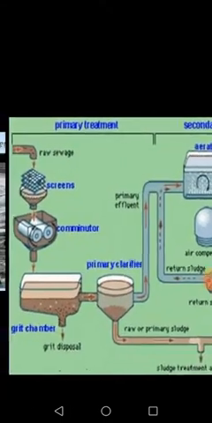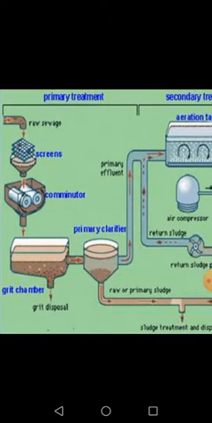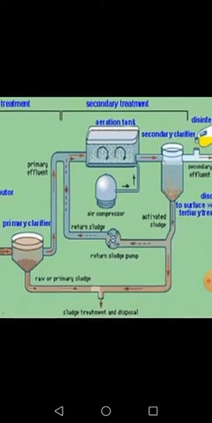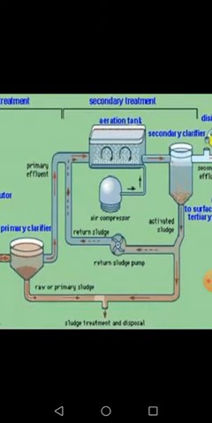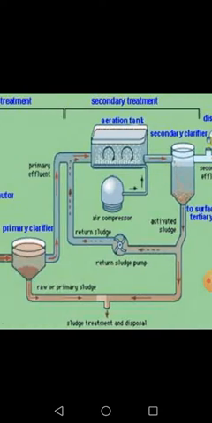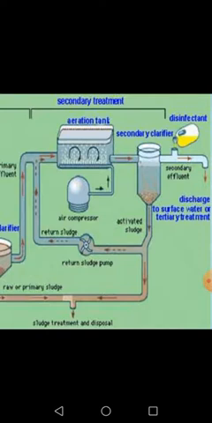Here you can see how the primary treatment occurs. Take raw sewage, screening takes place, it passes into the comminutor, then grit chamber, and finally the primary sludge is removed, and the effluent then passes into the aeration tank. In the aeration tank aerobic bacteria act on it, and an air compressor is there from where oxygen is provided from an outside source. Then next is the settling tank. Here the activated sludge is formed. Some of the activated sludge is once again passed into the aeration tank, and the rest passes into the anaerobic digester tank where biogas is produced.